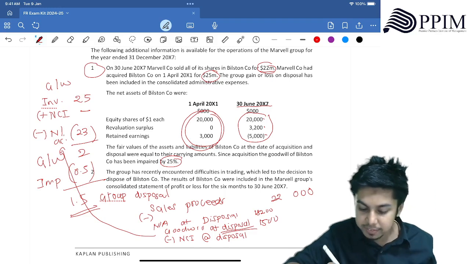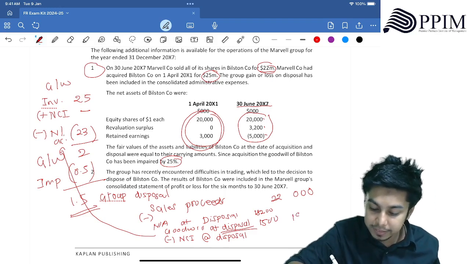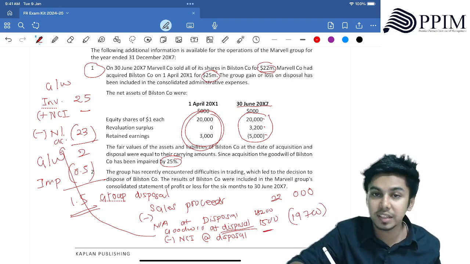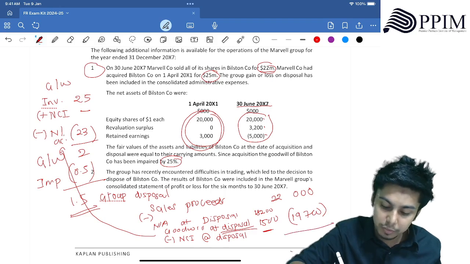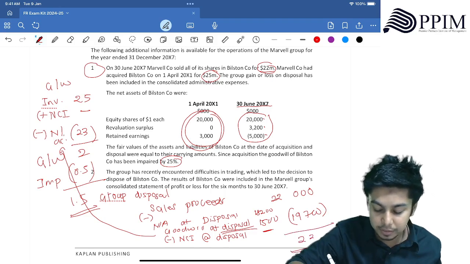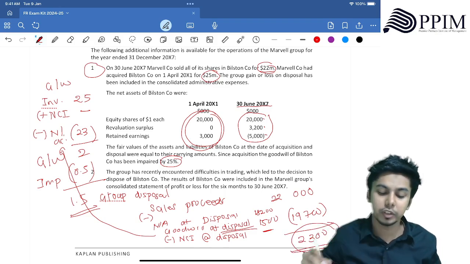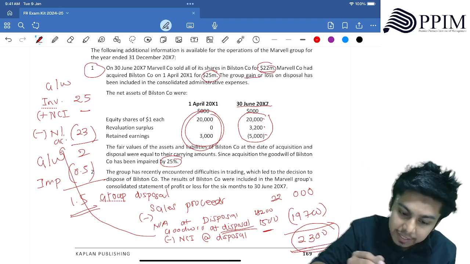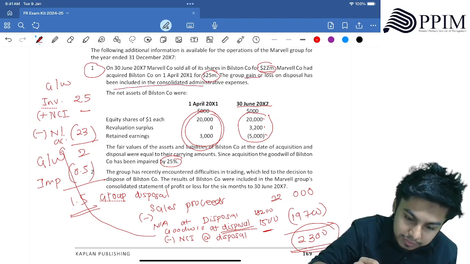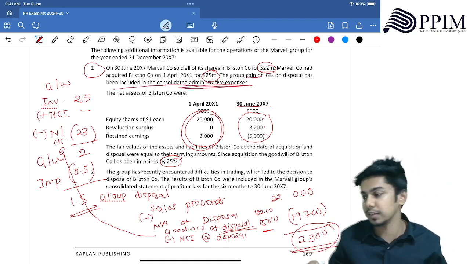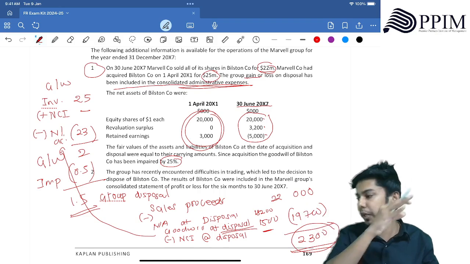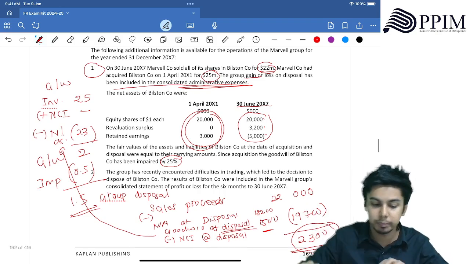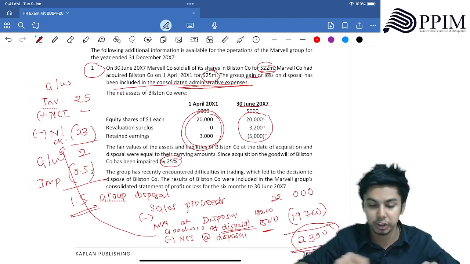Adding these two, you will get 19,700. There is no NCI in this question because it's a 100% owned subsidiary. Based on this, we are getting a 2.3 million profit on disposal. The paper says this gain has been included in administration expenses, so they have set off the gain against administration expenses. Can you copy this down faster? Let me know of any doubts you have on the calculation.